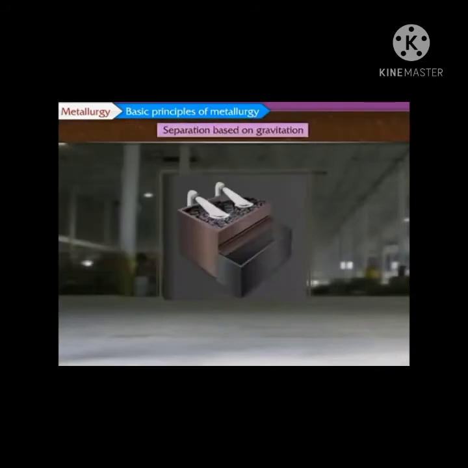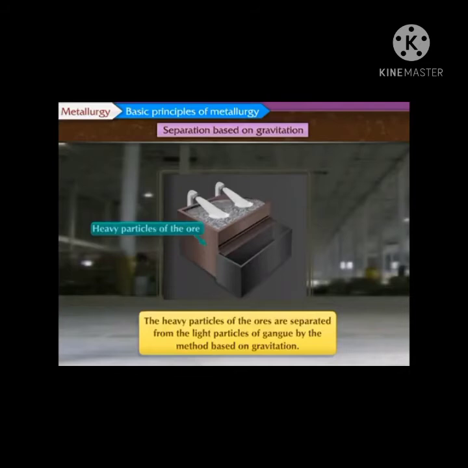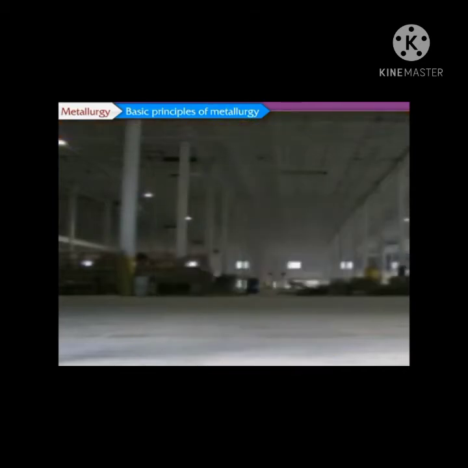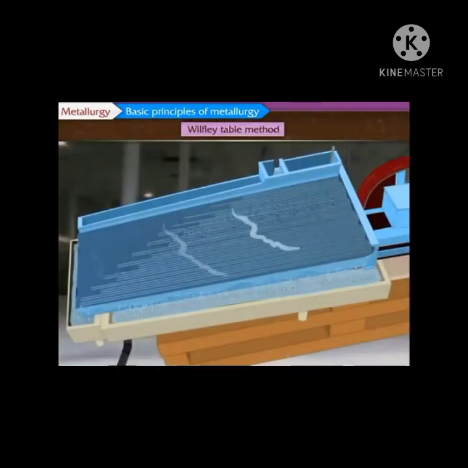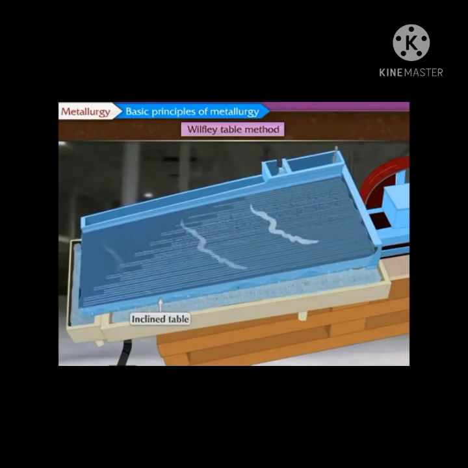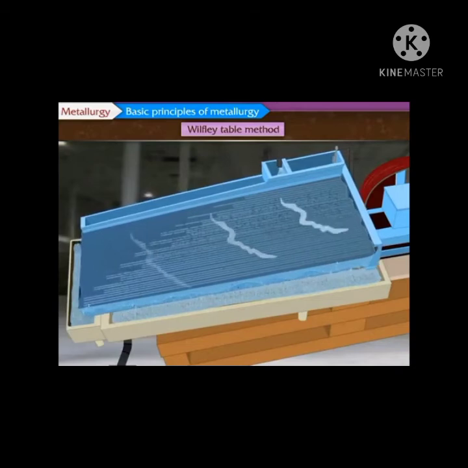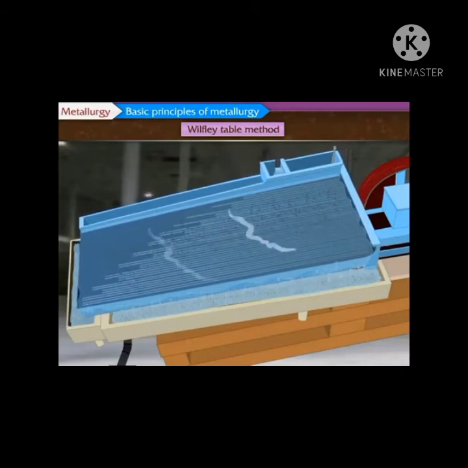First one, separation based on gravitation. In this method, the heavy particles of ores are separated from light particles of gangue by the method based on gravitation. Let us understand some methods based on this principle. First one, Wilfley table method. The Wilfley table is an inclined table made by fixing narrow and thin wooden wedges or blocks. The table is continuously vibrating.